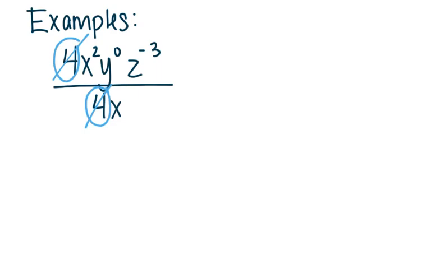Okay? The next one, we have x squared and we have x. Because we are dividing, we're going to subtract those two. So 2 minus 1, remember that's an understood 1, is 1. Okay? Then you have y to the 0 power. Anything to the 0 power is just 1.